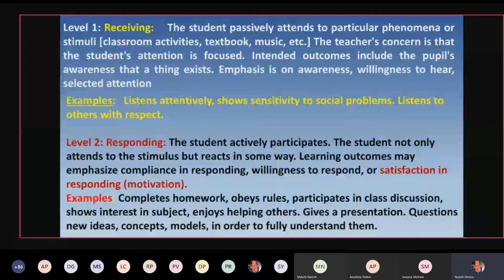So level 1 was receiving. Level 2 is responding in our affective domain. When we say responding, it is understood that the student is receiving, readily accepting the response, and is motivated to respond.